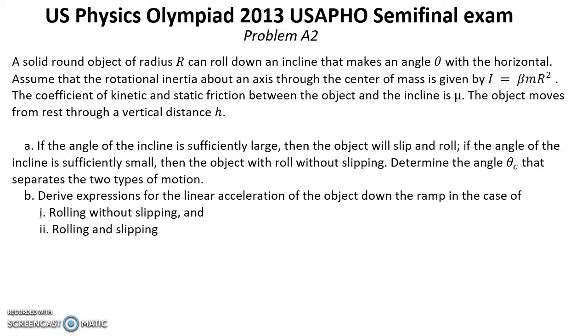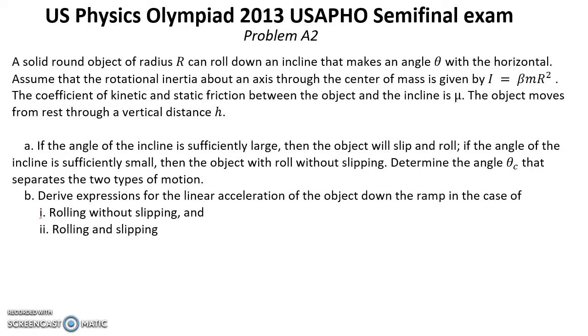Question A. If the angle of the incline is sufficiently large, then the object will slip and roll. If the angle of the incline is sufficiently small, then the object will roll without slipping. Determine the angle theta c that separates the two types of motion.